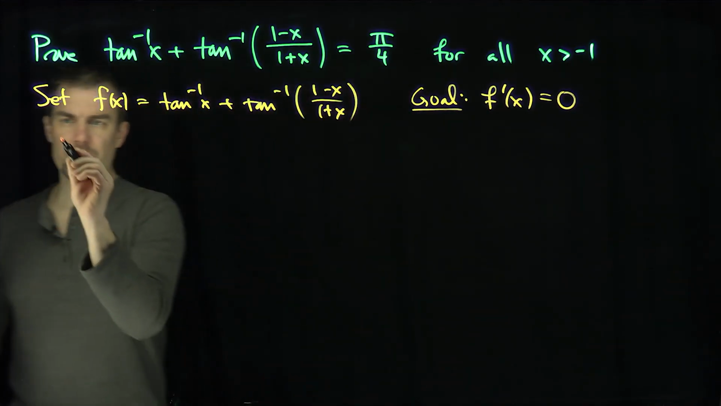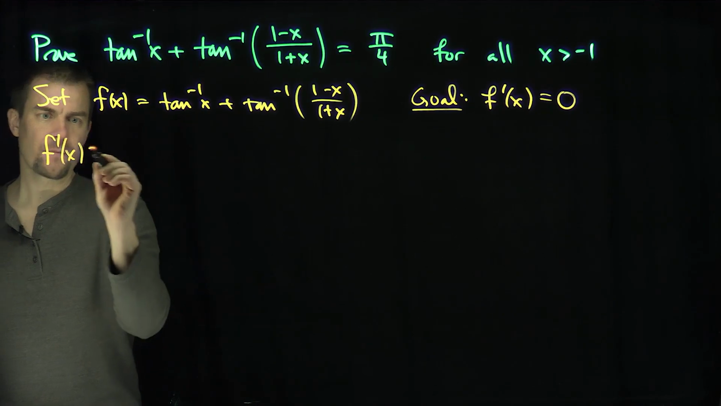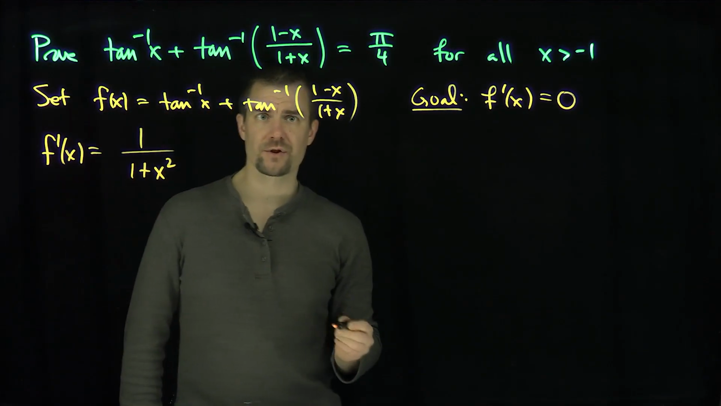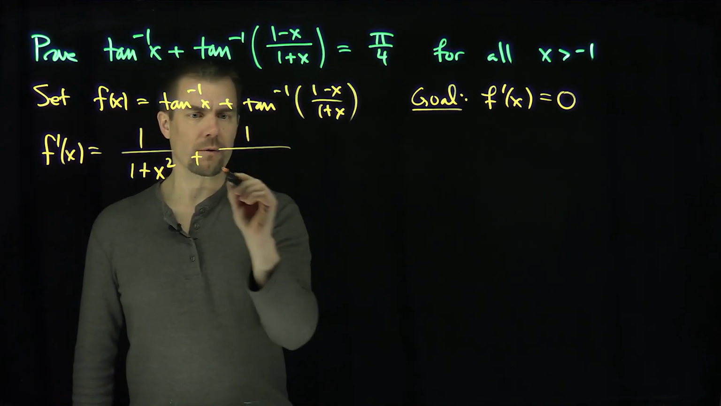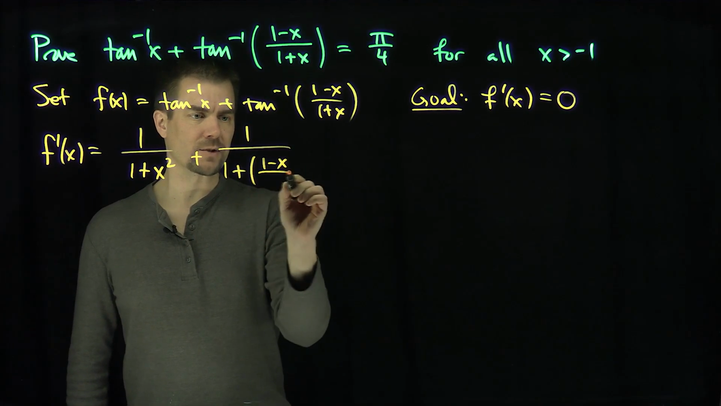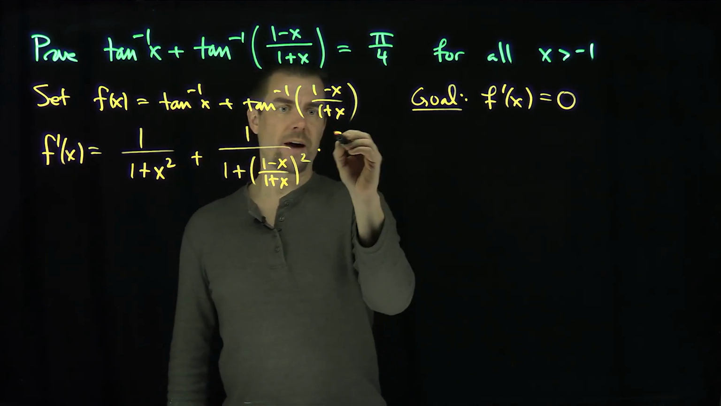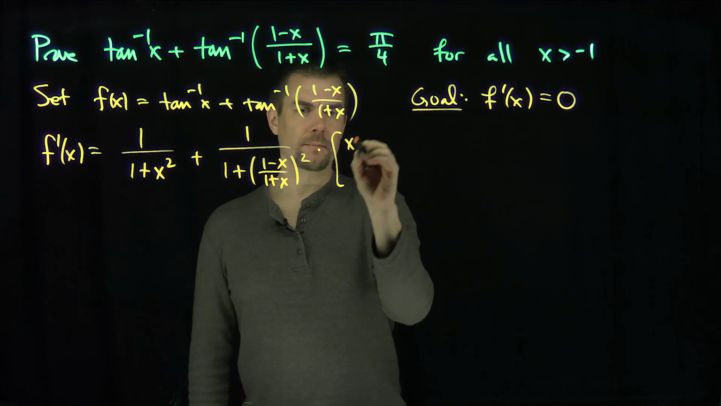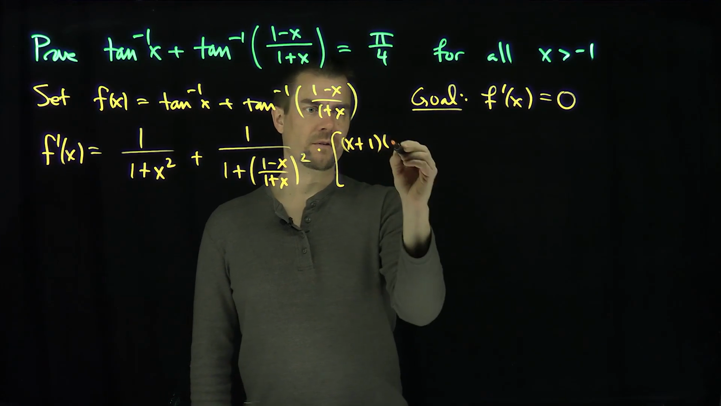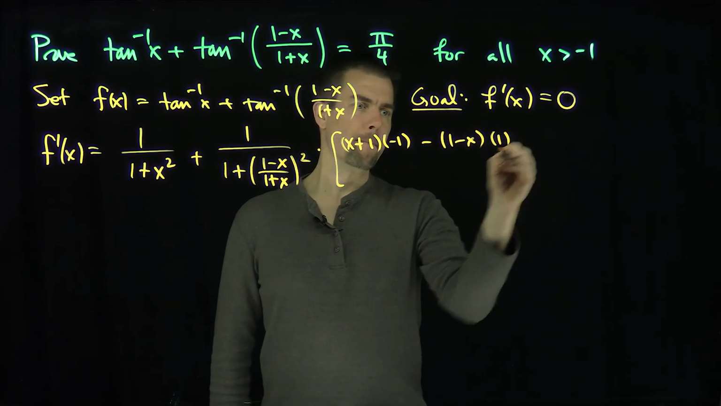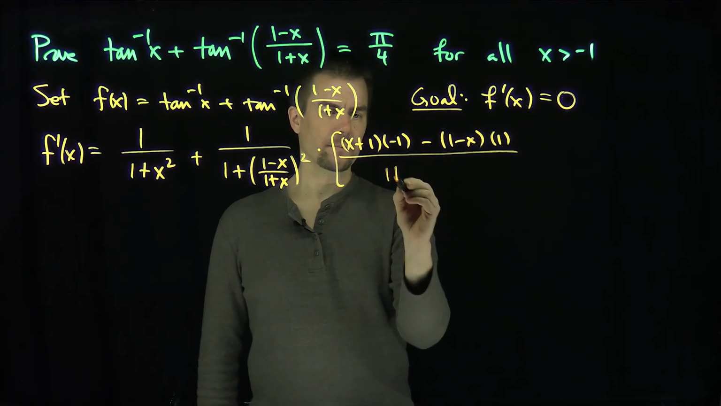So let's do it. What is f prime for this function? F prime is going to be 1 over 1 plus x squared. That's easy, that's the derivative of inverse tangent. And then plus 1 over 1 plus ((1 minus x) over (1 plus x)) quantity squared. Then I have to multiply by the derivative of the interior function. So it's the bottom times the derivative of the top minus the top times the derivative of the bottom, over the bottom squared.